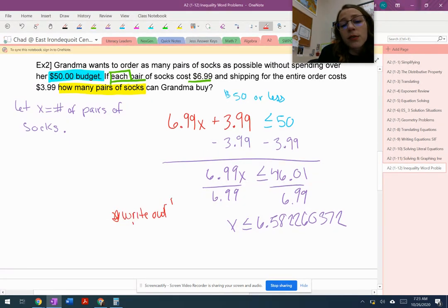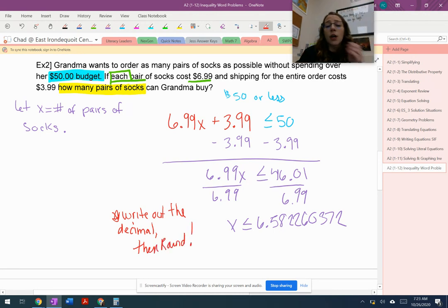Write out the decimal. Then round. So, Grandma can buy less than or equal to 6.5822 blah, blah, blah pairs of socks.